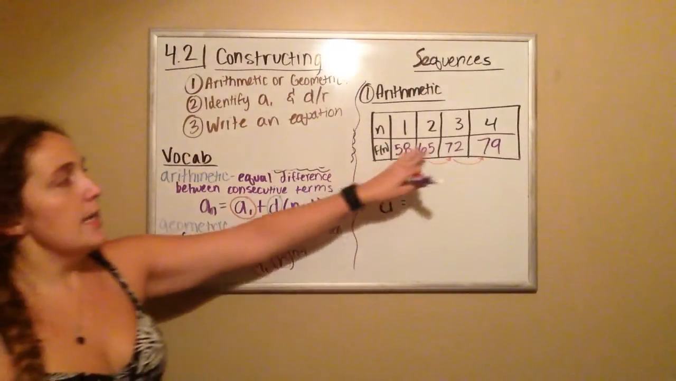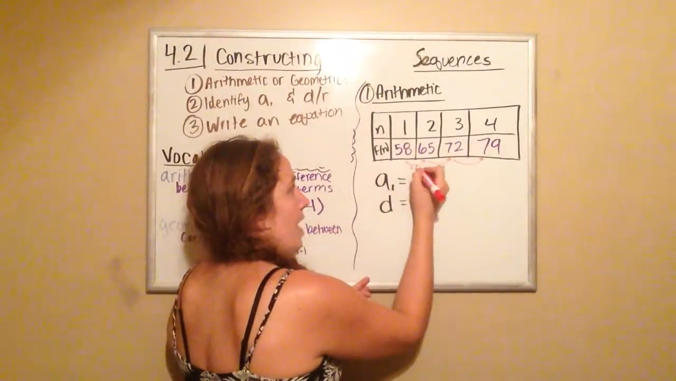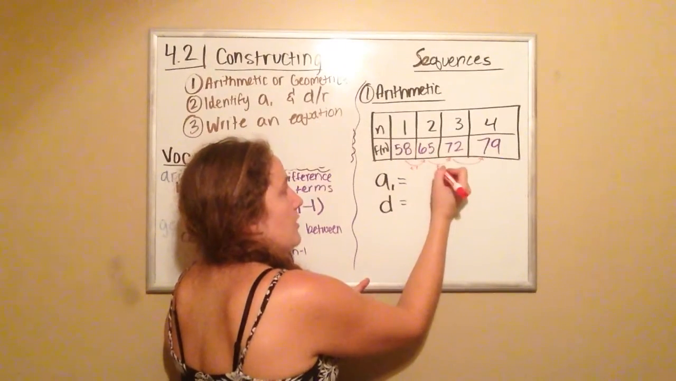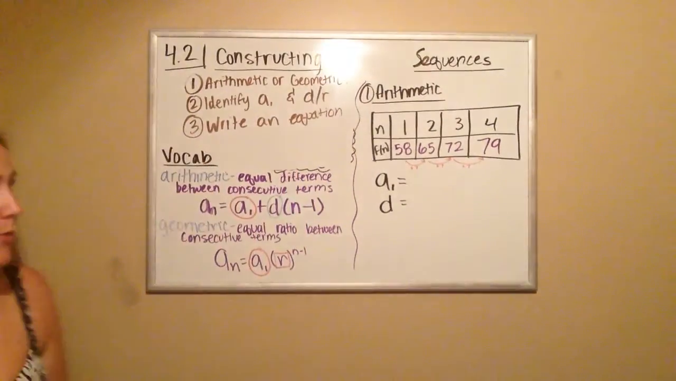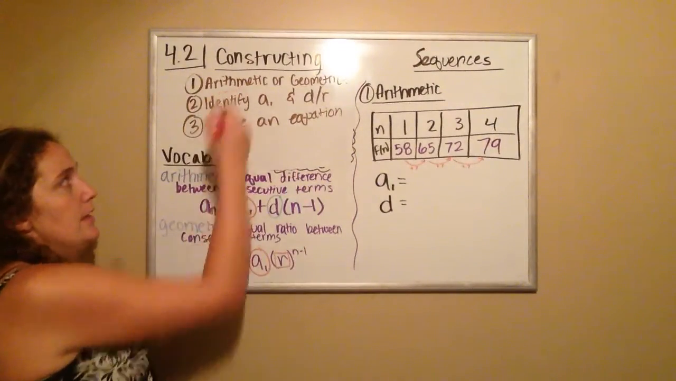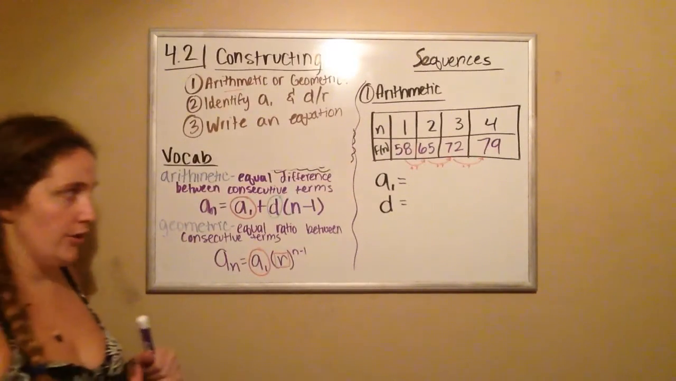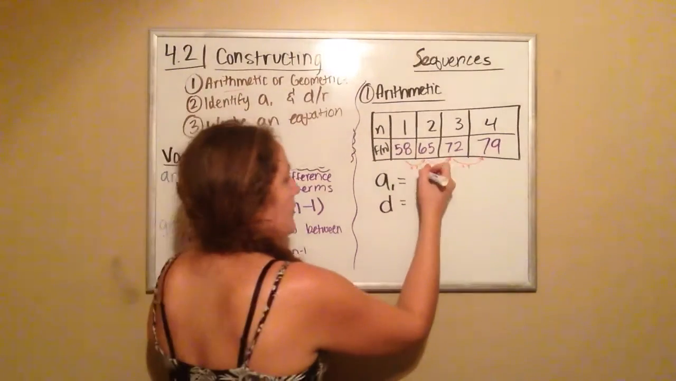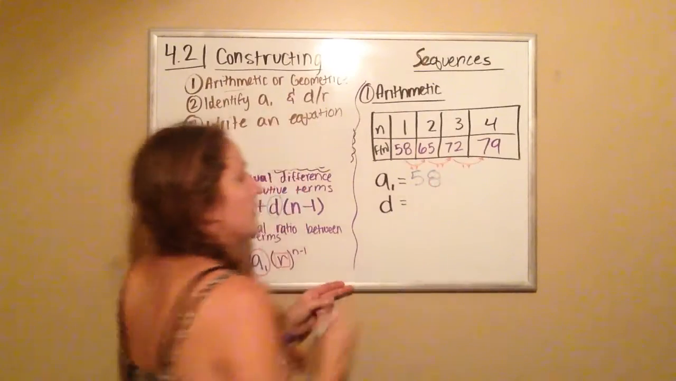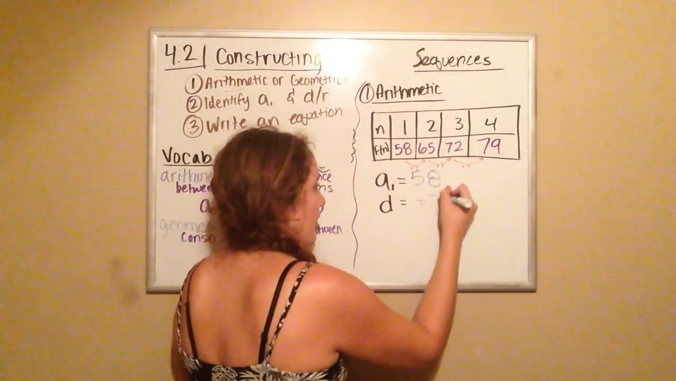Okay, to go from 58 to 65, well, let's try just adding 7, see if that works. 65 to 72, yeah, that works. And it works again. Awesome. So what we have is an arithmetic sequence, meaning we're adding or subtracting something every single time to get to the next term. Our A1 is always our first term, so our first term in this case is 58. And our D, or our difference, well, we just figured that out, was plus 7.